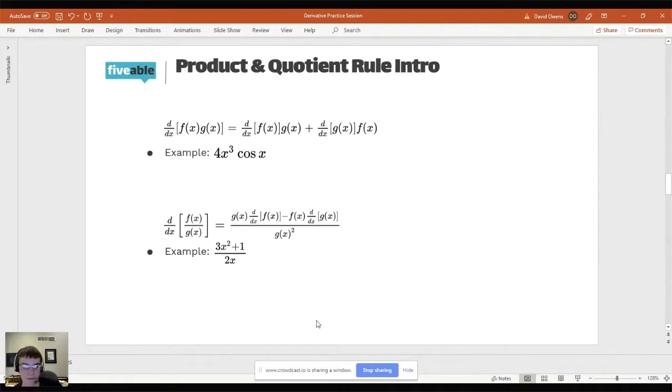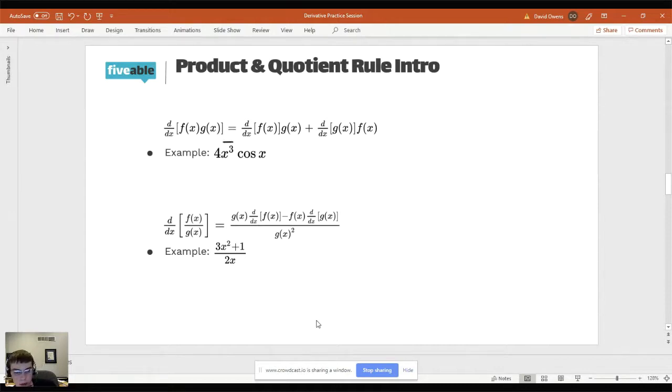All right, so let's take a look at these two rules, product and quotient rules. These are when two functions are either multiplied or divided. Once again, you can see this looks like a big mess, but it's really not that complicated. So bear with me as we look through what this means. The derivative of two functions multiplied together is equal to the derivative of the first times the second function plus the derivative of the second function times the first function. So let's take a look at what that might represent.